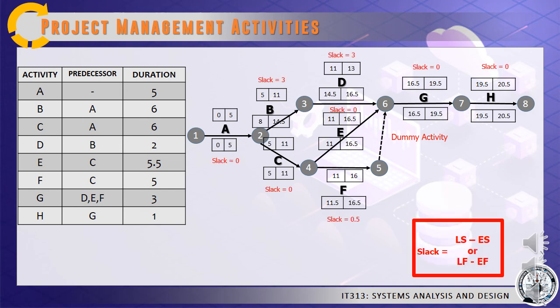After identifying the early start time and the early finish time, as well as the late start time and late finish time, we can now identify our slack time. To do that, we can use two formulas. First one, we can subtract the early start time from our late start time, or we can subtract our early finish time from our late finish time.